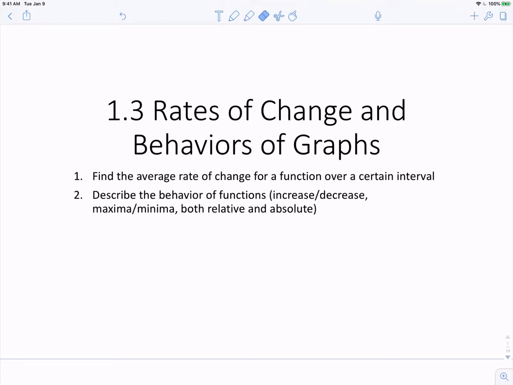Section 1.3, Rates of Change and Behaviors of Graphs. In this section, we'll first find the average rate of change for a function over a certain interval, and then describe the behavior of functions: increase, decrease, maximum, minimum, both relative and absolute.